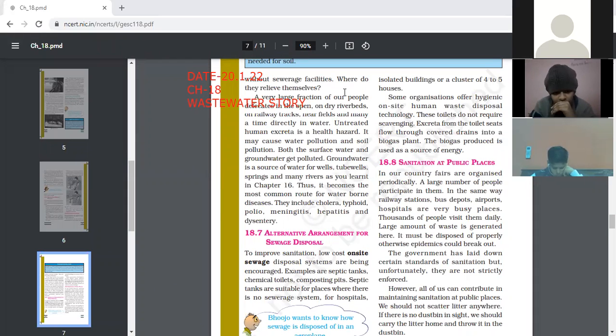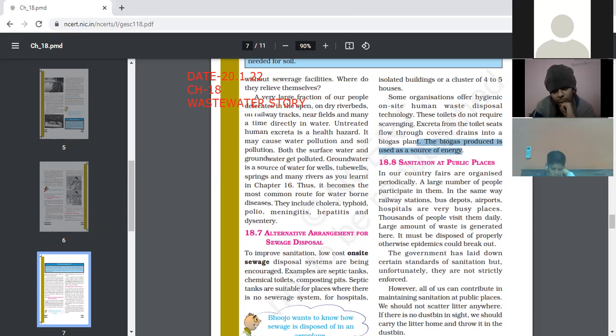To improve sanitation, on-site sewage disposal systems are being encouraged. Examples are septic tanks, chemical toilets, composting pits. Septic tanks are suitable for places where there is no sewage system, for hospitals, isolated buildings or a cluster of 4 to 5 houses. Some organizations offer hygienic on-site human waste disposal technology. These toilets do not require sewage. Excreta from the toilet seats flow through covered drains into a biogas plant. The biogas produced is used as a source of energy.